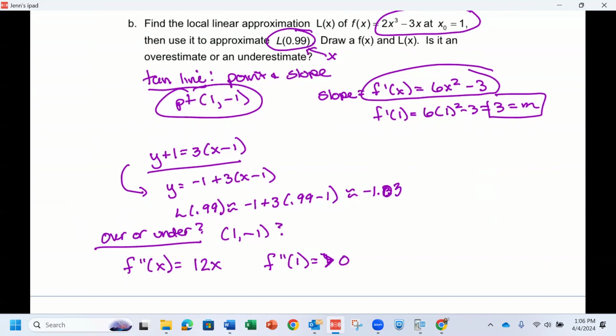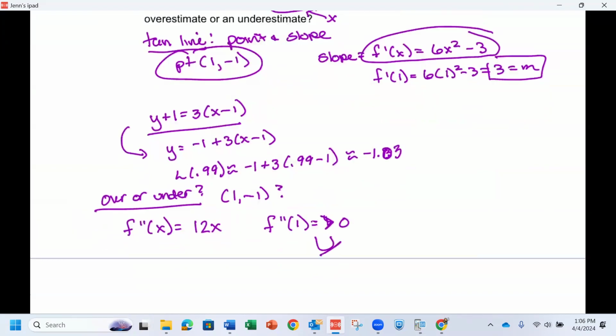Draw your U's, folks. What does it mean when the second derivative is positive? Am I concave up or concave down? Up. So what does that tell me then about my approximation? Is it going to be an over or under approximation? Under. So it's going to be an under approximation. And again, when they ask you to justify, it's because your f double prime of 1 is greater than 0 and your curve is going to be concave up.